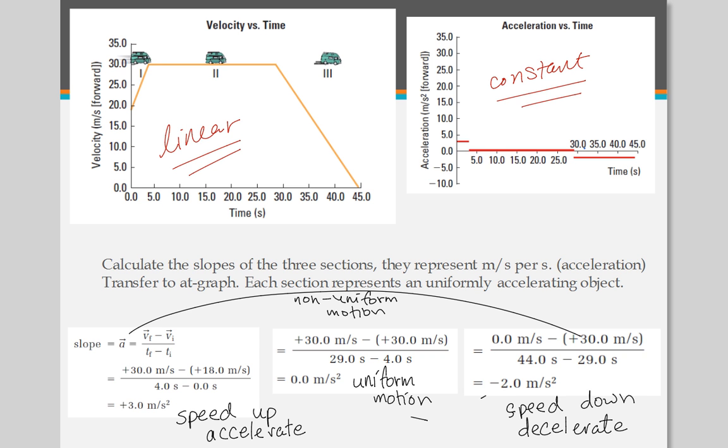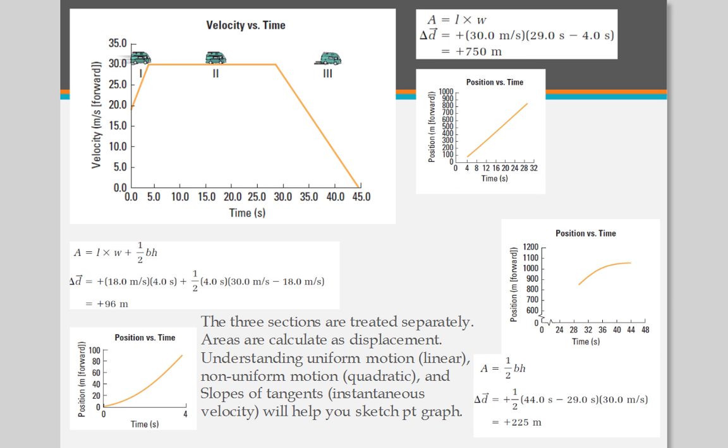Let's relate this same VT graph, though, to the DT graph. Let's take a look here. So here's the same VT graph. The three sections are treated separately. Areas are calculated as displacement.